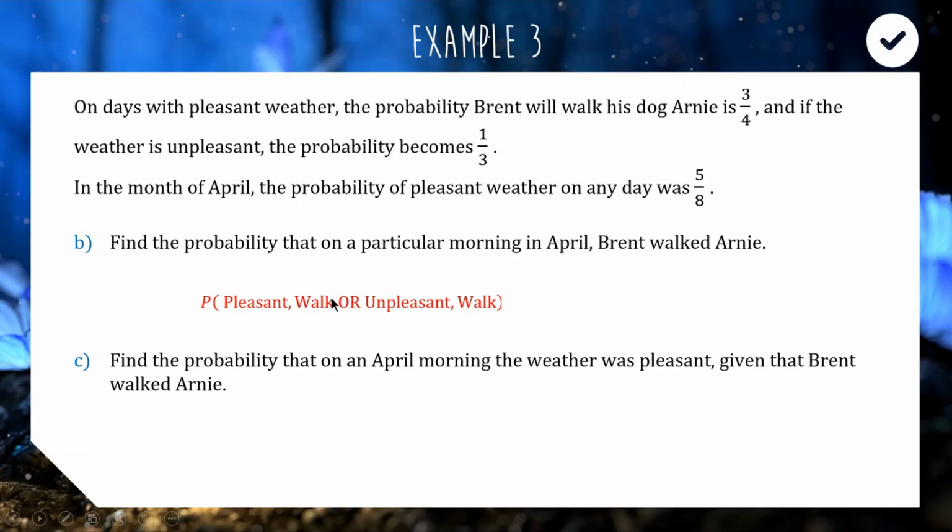We can have pleasant weather and go for a walk, or it could be unpleasant weather and we go for a walk. To do both of these, we're going to multiply, and then to have both options, we're going to add them together. So we're going to go pleasant times walk plus unpleasant times walk.